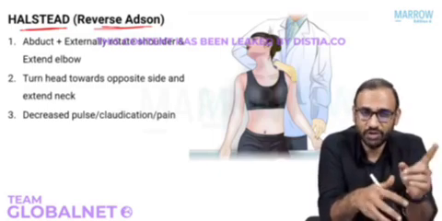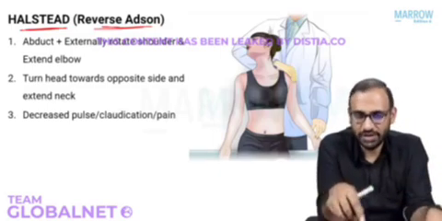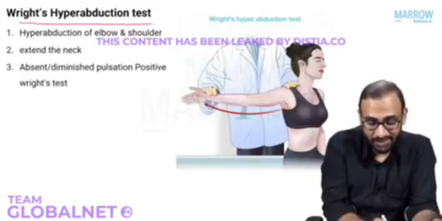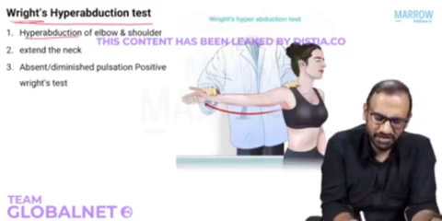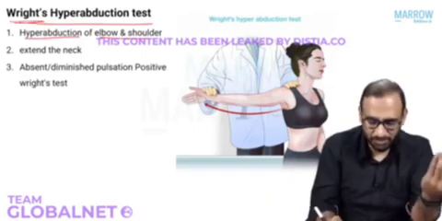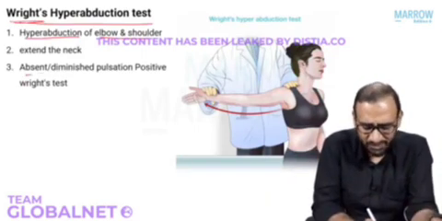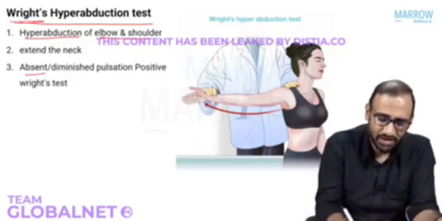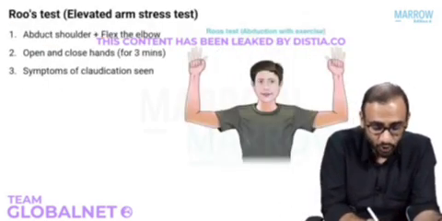So one test for thoracic outlet syndrome is Adson's, and then there is something known as reverse Adson's test. Then there is something known as the hyperabduction test by Wright. Hyperabduction of the shoulder, that's all you need to do. Hyperabduct the shoulder and extend the neck. Symptoms will be reproduced, so either there will be a decrease in pulsations or the pain will exaggerate. Wright's hyperabduction test. And Roos test.